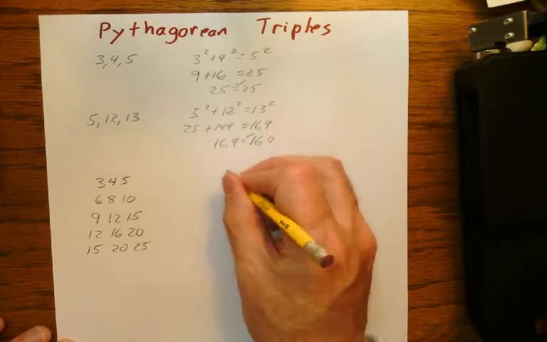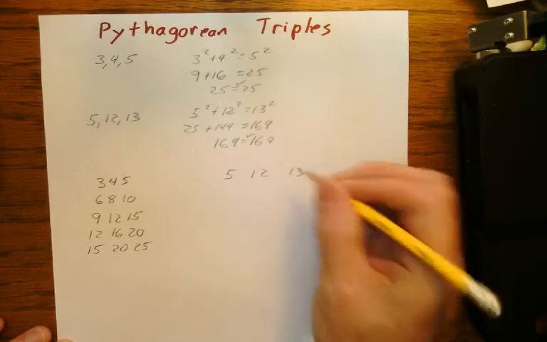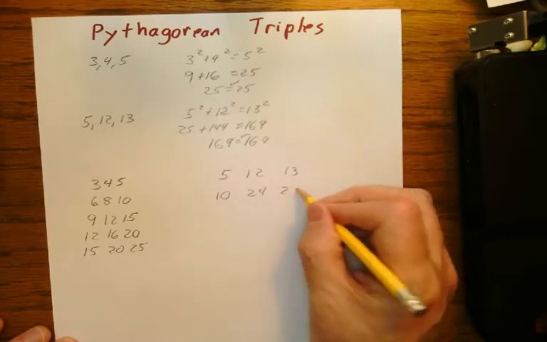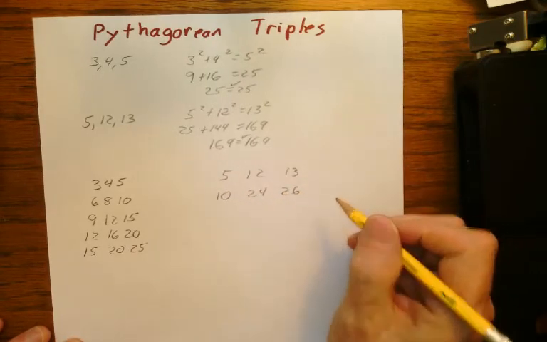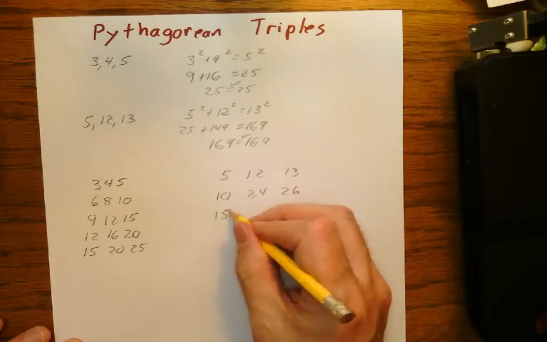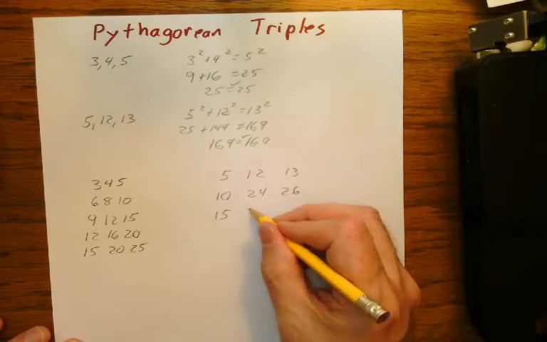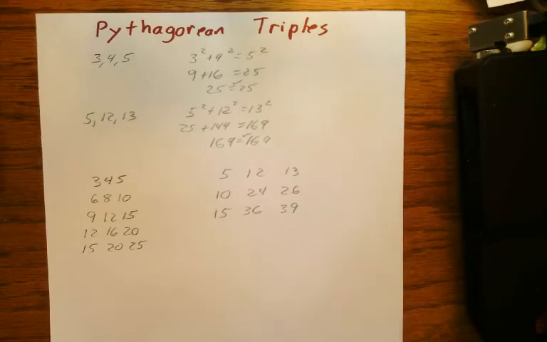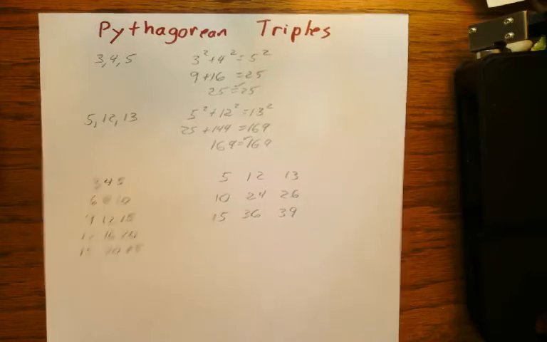And let's do the 5, 12, 13 one. Times it by 2, you get 10, 24, 26. Times it by 3, you get 15, 36, 39. Those are triples. You may not recognize them as easily as the 3, 4, 5, but the 5, 12, 13 triple you probably will recognize. And I'll just show you an example of how you can use triples to do these types of problems.